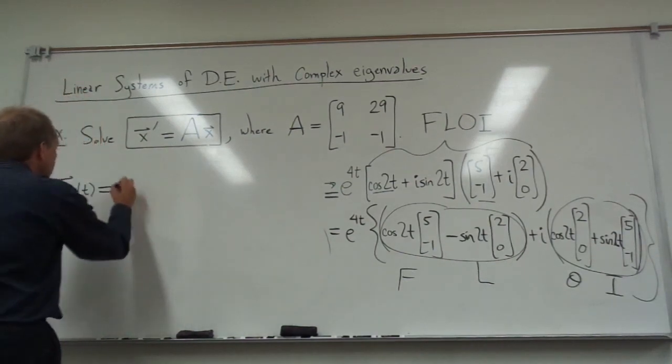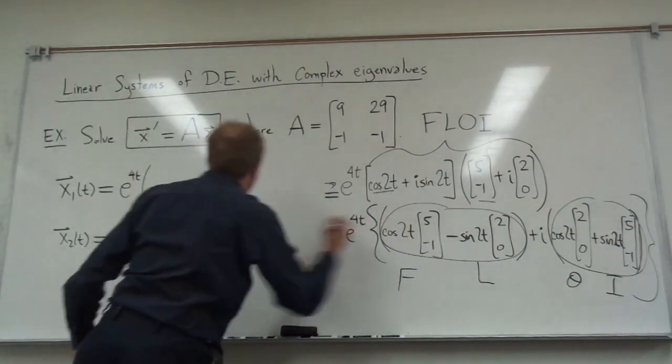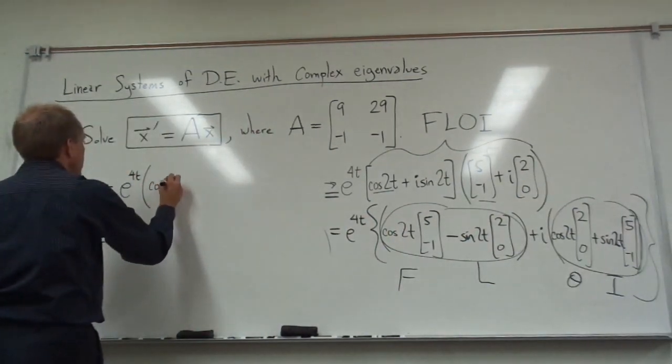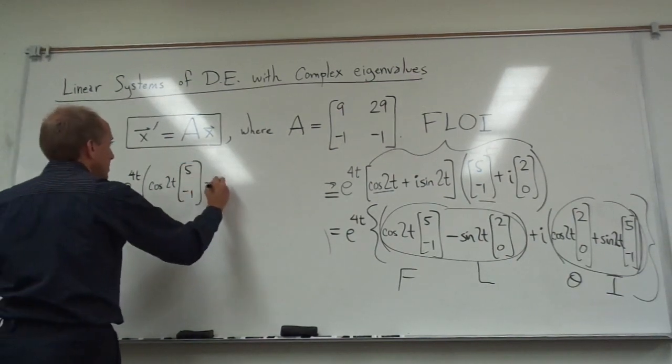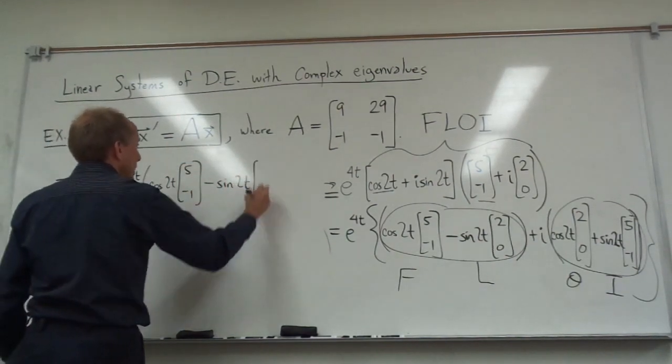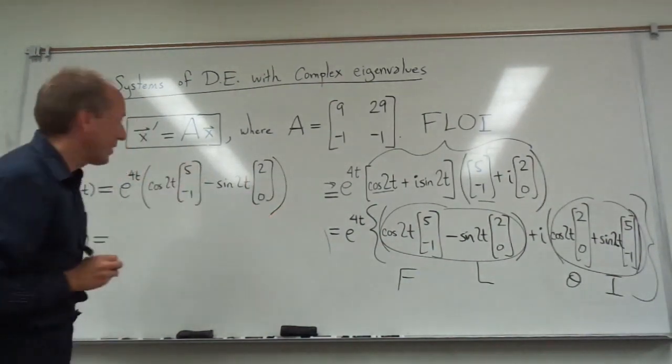The first one is e to the 4t times this first part right here, cosine of 2t times (5, -1), minus sine of 2t times the vector (2, 0). There's your first solution.